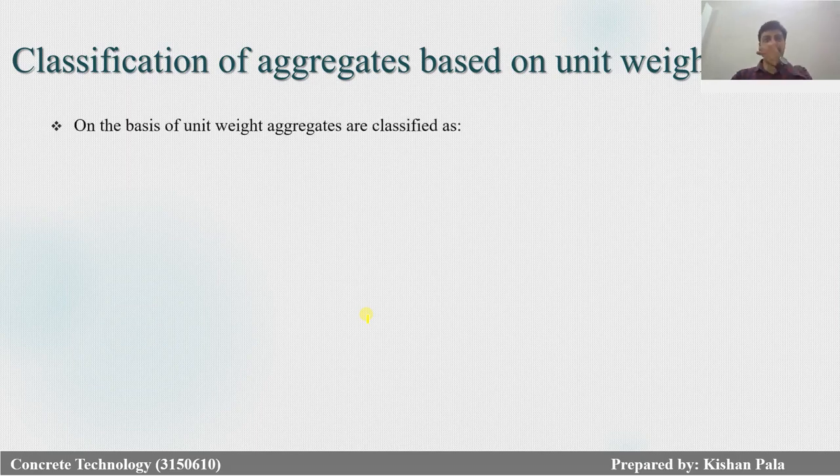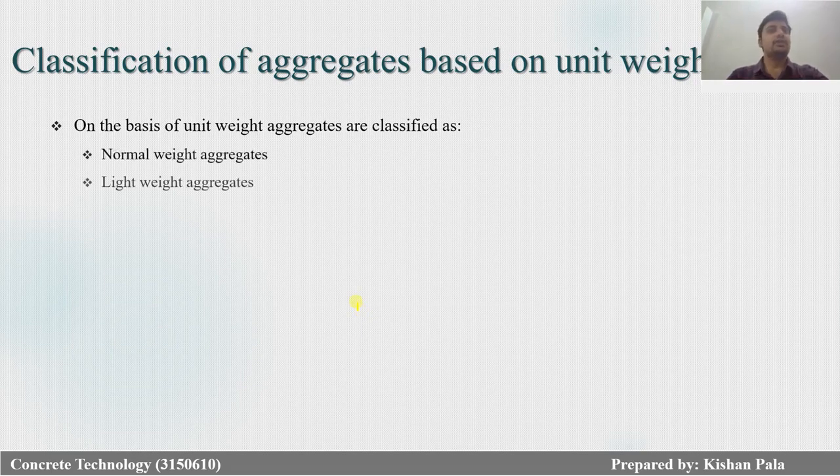Based on the unit weight, you can classify the aggregate in three ways: normal weight aggregates, lightweight aggregates, and heavyweight aggregates. So, what is the normal weight aggregate? The density of the aggregate between 2200 to 2400 kilogram per meter cube is known as a normal weight aggregate. What is the lightweight aggregate? The density of the aggregate less than 2200 kg per meter cube is known as a lightweight aggregate.